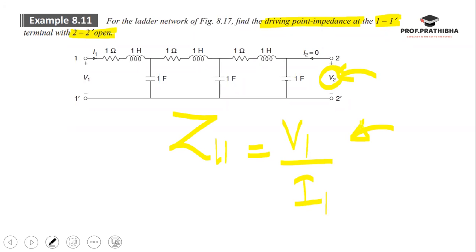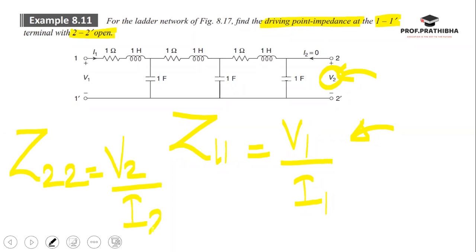Please note this very carefully. Whenever I say 2 is open, अगर मैंने कहा 1 is open, then समझ जाने का it's going to be Z22, which is equal to V2 upon I2. So I repeat once again, when I say 2 is open, it is V1 upon I1. And again, if you read the question, it is impedance. Impedance is always voltage upon current. And if I say 1 is open, मतलब left side में कोई open circuit है basically. So that time you will write V2 upon I2.